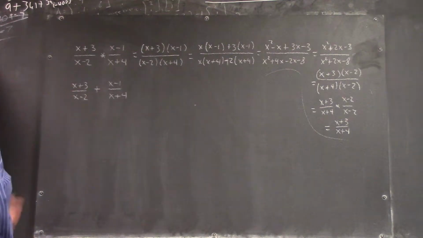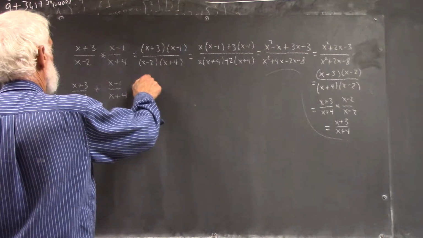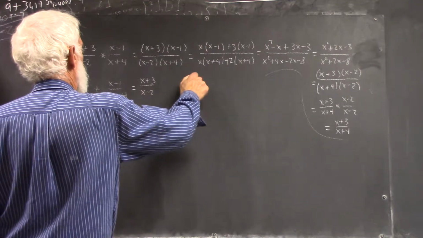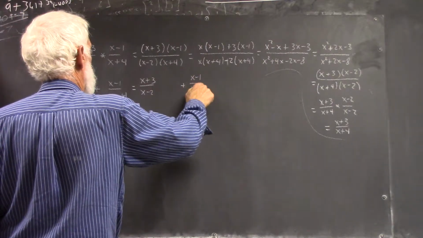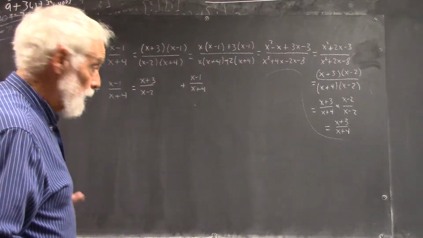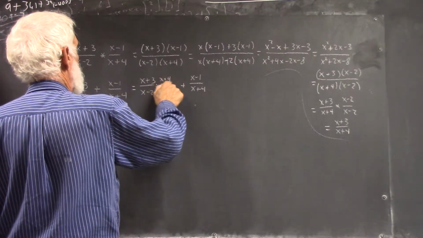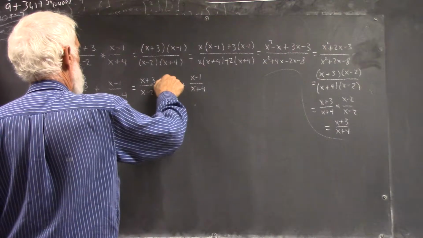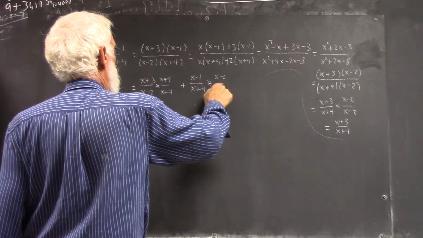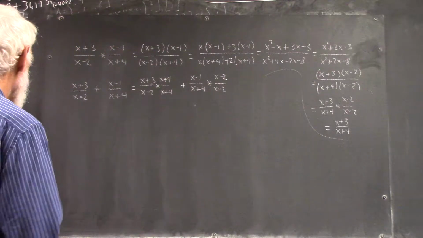Okay, very good. Now, over here, what we do is we say that this is equal to (x + 3) over (x - 2) plus (x - 1) over (x + 4). And then, to make the denominator the same, we do exactly what you did. Multiply this by (x + 4) over (x + 4). Multiply this by (x - 2) over (x - 2). Okay? Well, we do that.